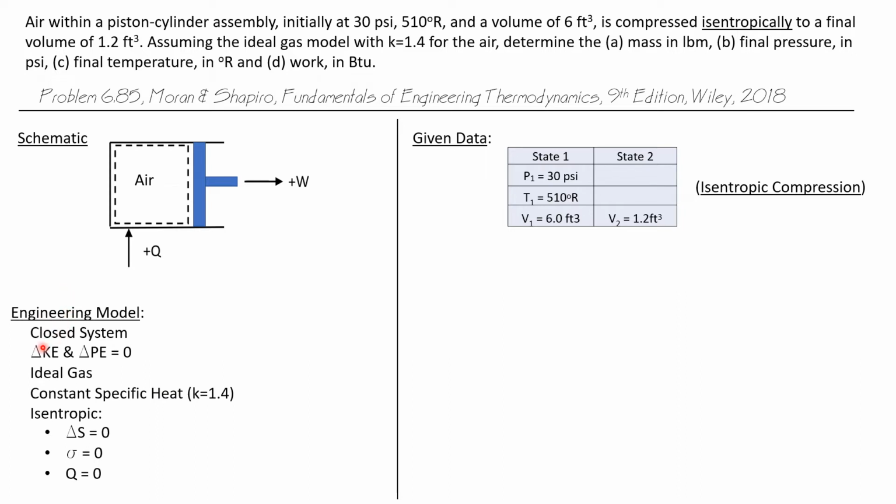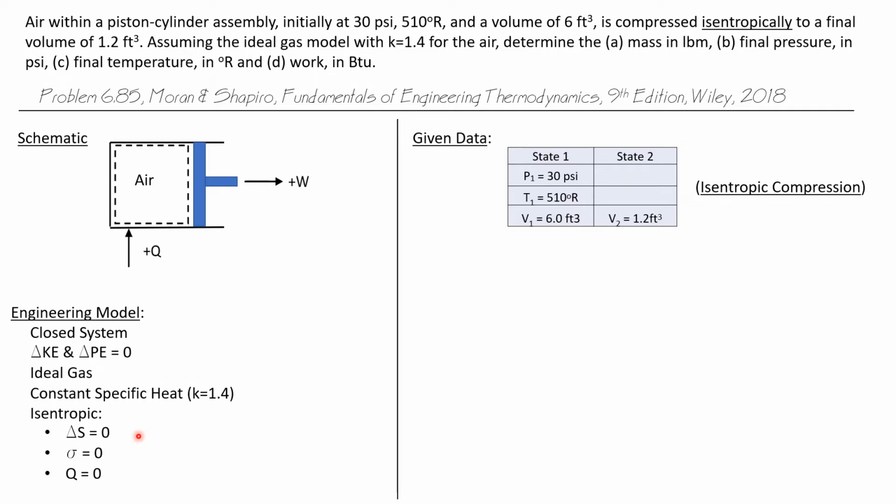So let's model this. We know we're dealing with a closed system, and we'll ignore any changes in kinetic and potential energy as being insignificant. We'll treat the air as an ideal gas, and we're also going to assume that constant specific heats apply to this problem. We were given a value of k equals 1.4, and recall that k is just the ratio of specific heats, c sub p over c sub v. So if k is a constant, then the specific heats can be taken as constants. And we were told that this process is an isentropic process. And that's important for us to be able to calculate the answers that we're required to give.